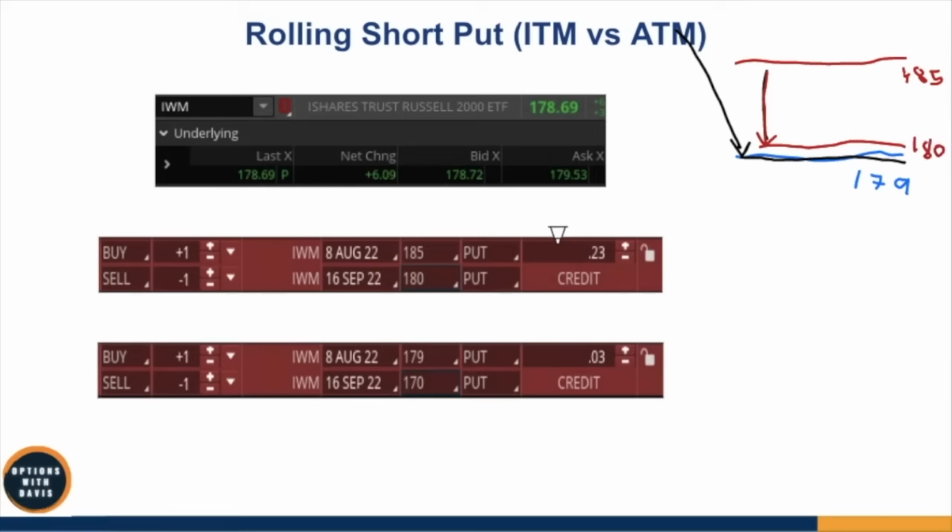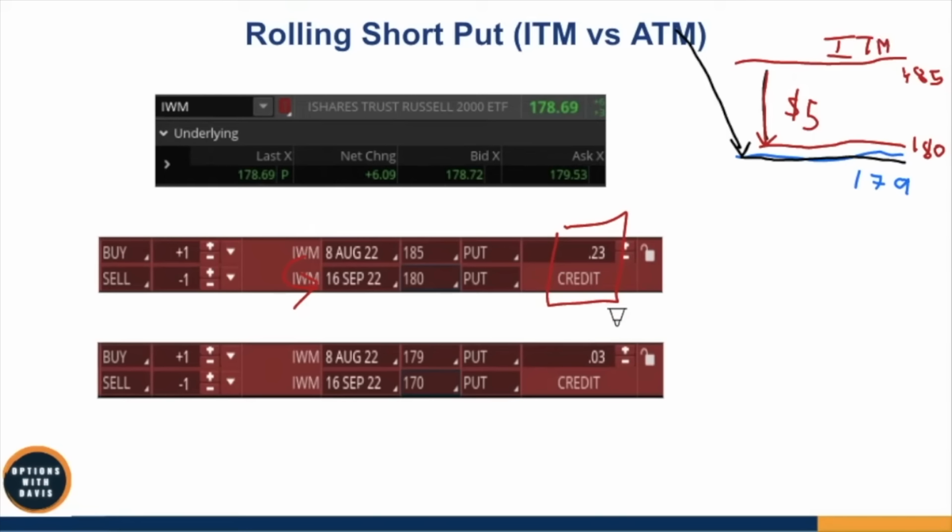And then you notice that we are able to still get a credit for rolling this. So this is 23 cents and we roll out to a further expiration date. So this is the lowest strike that we could roll down to get a credit. If we were to roll any lower, this would become a debit. So as much as possible, we always want to keep it as a credit. So when we roll down, we could roll down $5 in strike price. Okay, so if this is an in the money roll, this is an in the money put option.